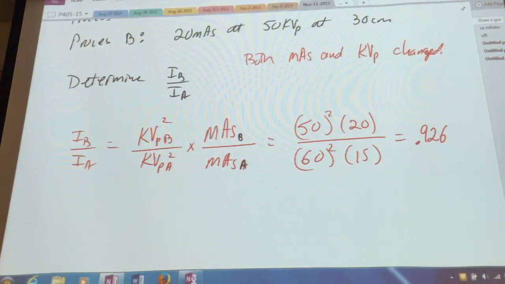Anyone need him to repeat that? Can you write it down? Repeat it one more time. You can write it down just as well as I can. Okay, the intensity of B is 0.926 times the intensity of A.